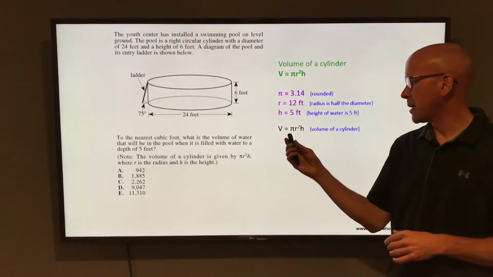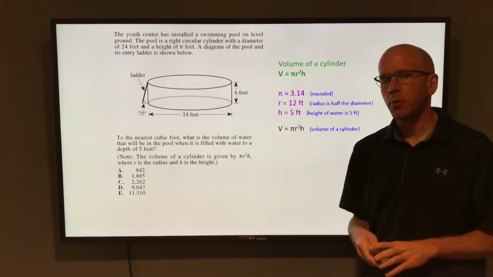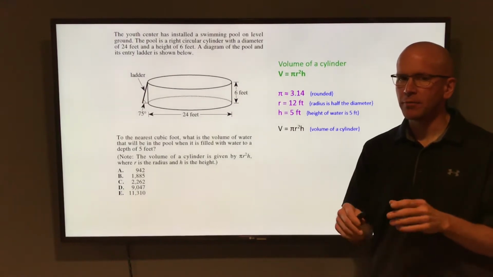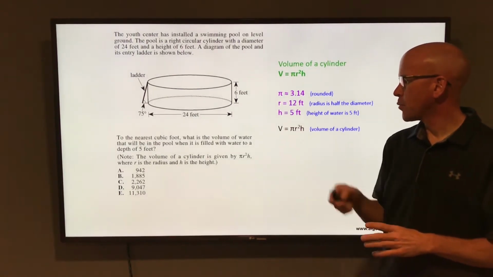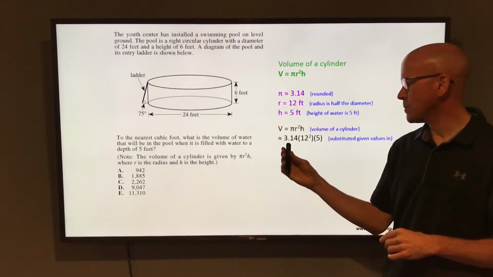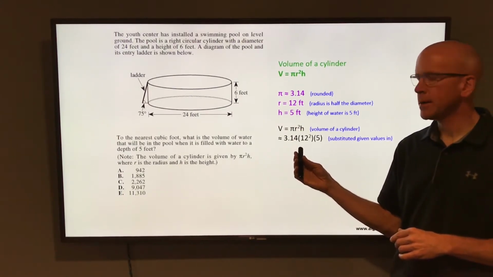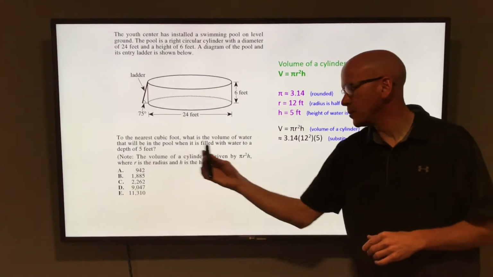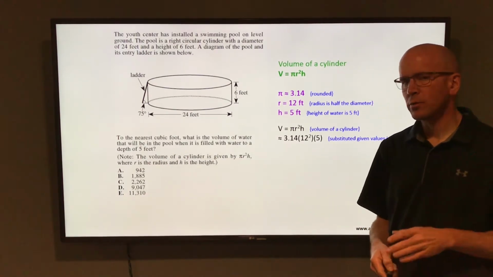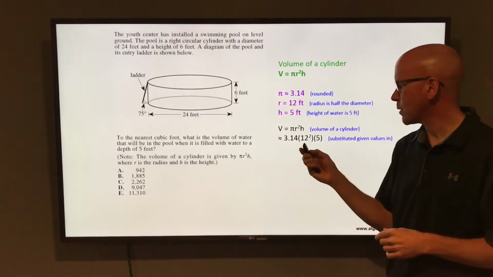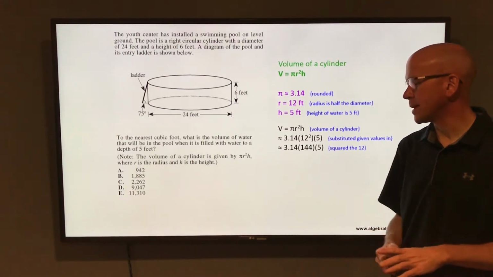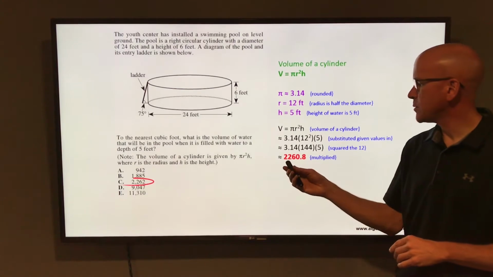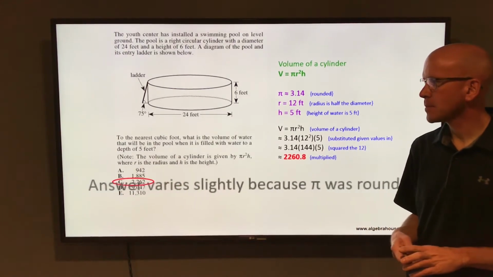So volume is pi r squared h. I'm going to use pi as 3.14. That's going to be a little bit off of using the pi button on your calculator. So 3.14 times 12 squared, and then times the height we're filling this to, which is 5. Order of operations, do the exponent first. 12 squared is 144. So take 3.14 times 144 times 5. It's going to be 2,260.8.